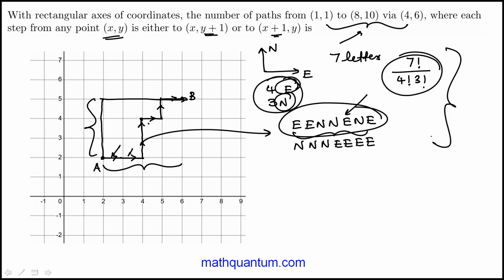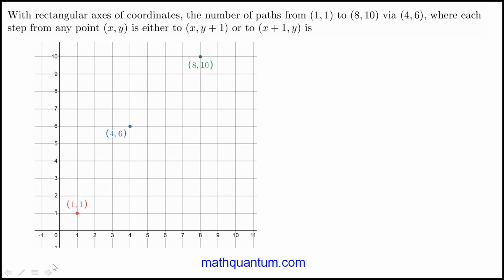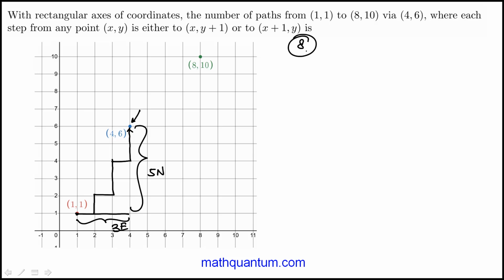So if you already know this concept, then it's easier, but make sure you understand the logic here. Now it's just a matter of applying it to this condition. Because we have to go through 4, 6, it's really just about first finding the possible paths to get to 4, 6 from 1, 1. And you'll notice I'm going 3 steps east, and then 5 steps north. So we're taking a total of 8 steps. 5 are north, 3 are east. And you can check, no matter how you go, that's the combination you'll need to get to that point.